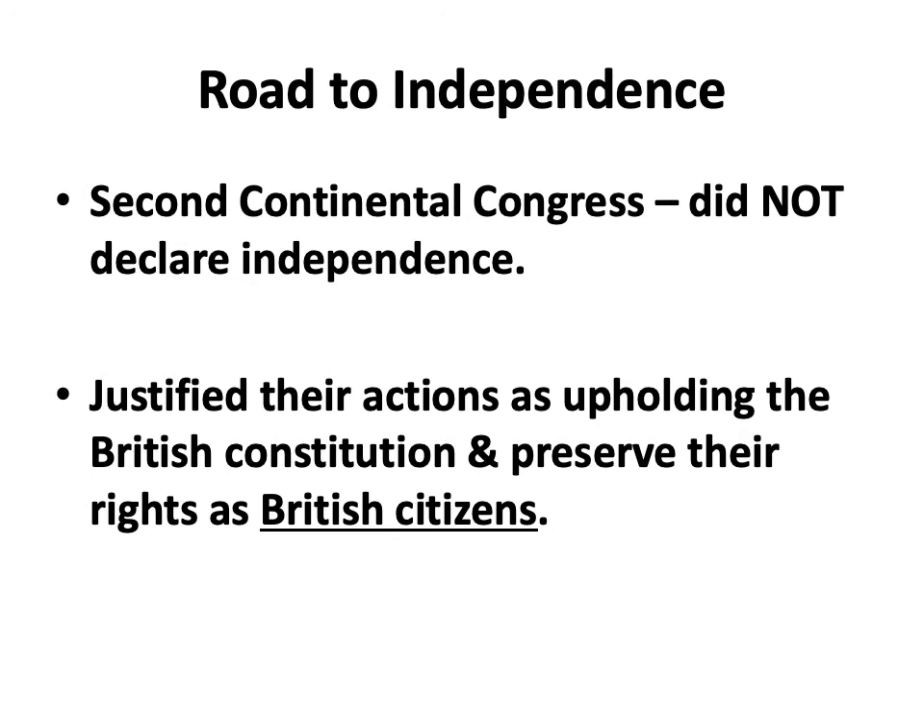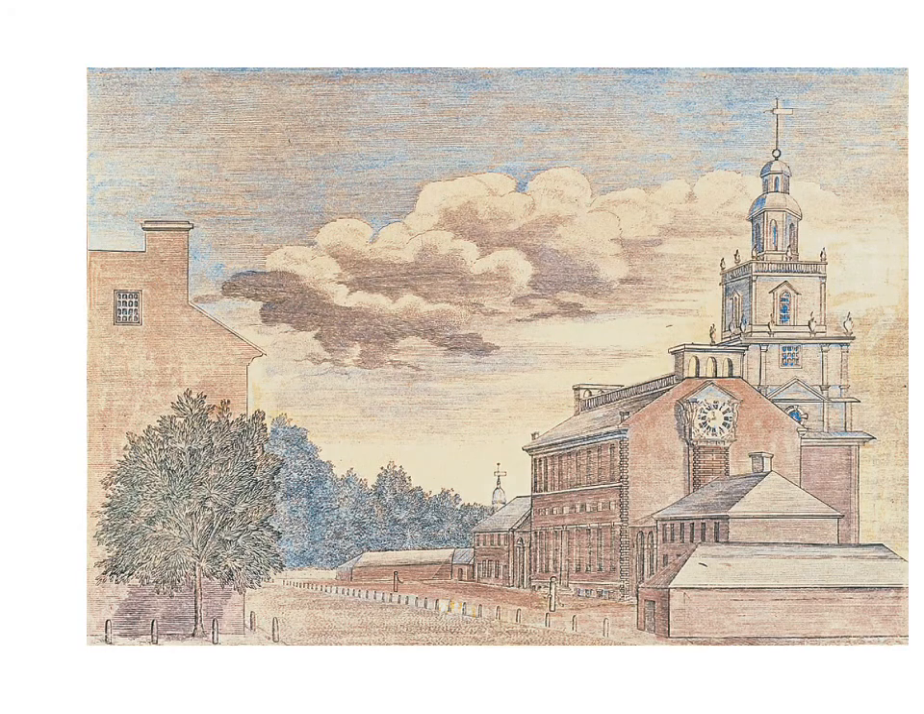So after Boston and Lexington, it was the Second Continental Congress, which again did not declare independence. The situation with Britain was clearly deteriorating. And the delegates at the Second Continental Congress, again in Philadelphia, said that they were taking action to uphold their rights as British citizens, and they had these rights under the British Constitution. This is Independence Hall in Philadelphia where the delegates met.